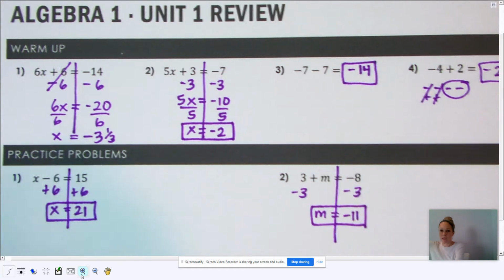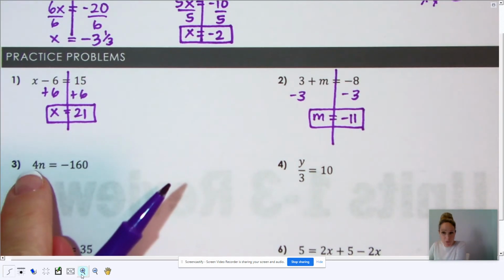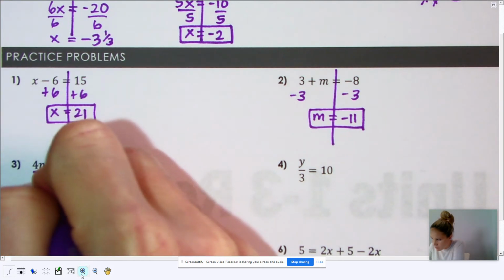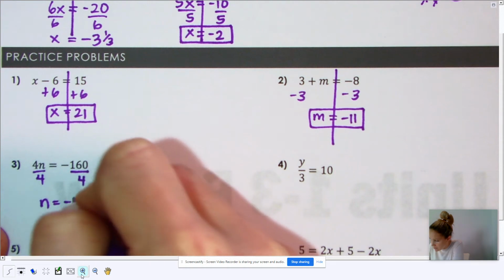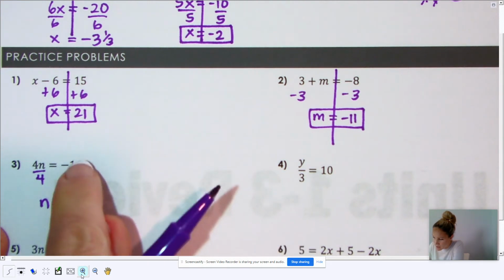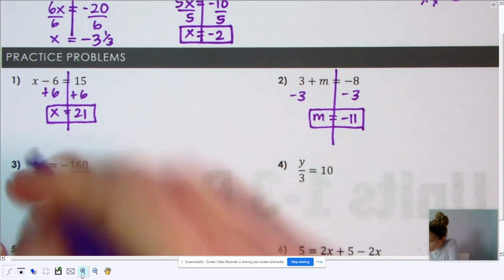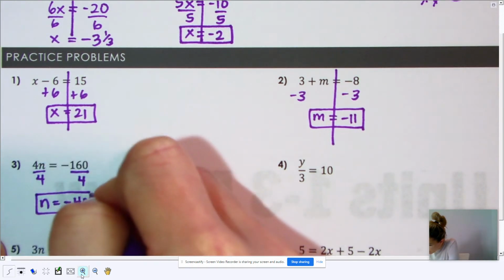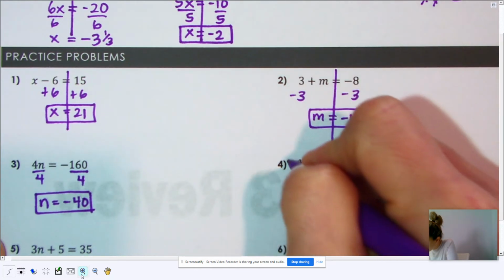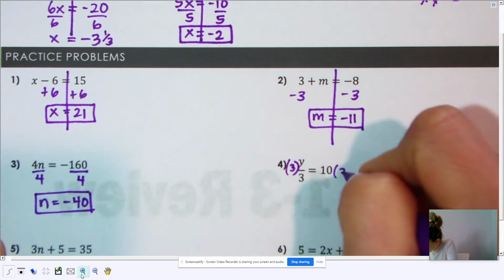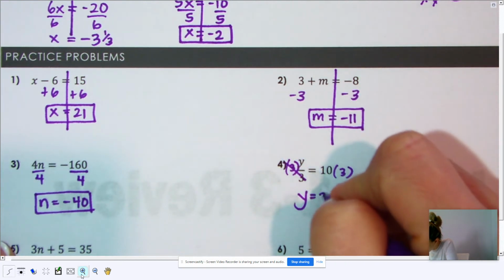Question number 3. This means multiply by 4, so we're going to do the opposite of multiply by 4, which is divide by 4. So we get n is equal to negative 40, because 4 goes into 16 4 times and into 0, 0. Question number 4. This means y divided by 3. The opposite would be times by 3 on both sides. So we get y is equal to 30.